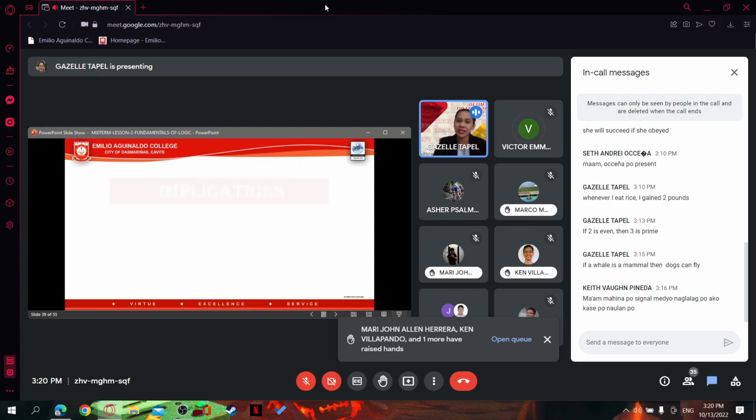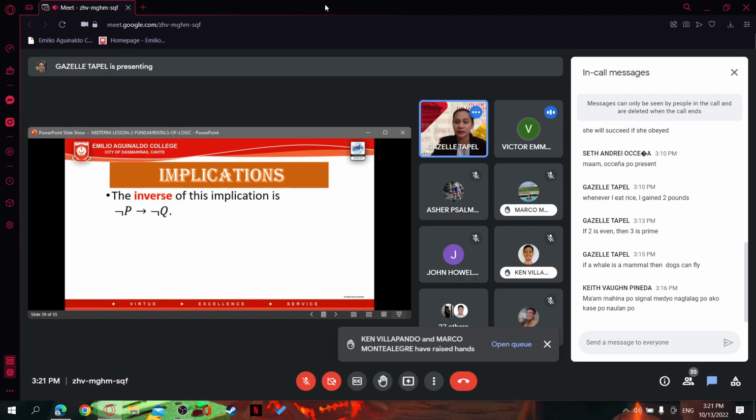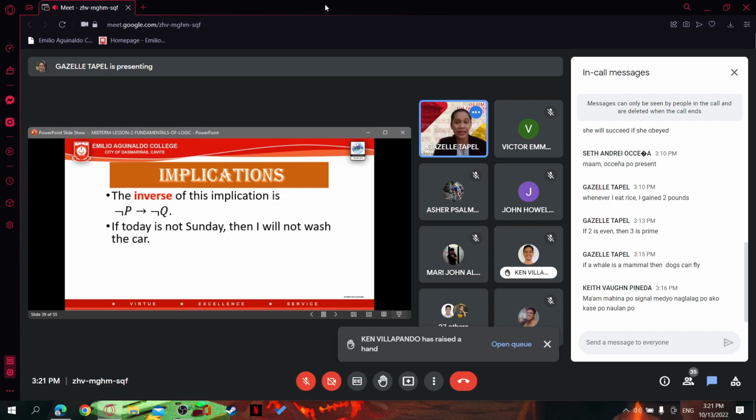Sa inverse naman, negation siya. Ibig sabihin, di ba, ng negation by definition, iko-contradict mo yung original. So, yung positive magiging negative. So, ang notation niya, if P then Q, yung negation niya ay magiging if not P, then not Q. Merong negation. Okay na, Victor? Okay. Volunteer. Ako, ma'am. Yes, Asher, go ahead. If today is not Sunday, then I will not wash the car. Very good. If today is not Sunday, then I will not wash the car.